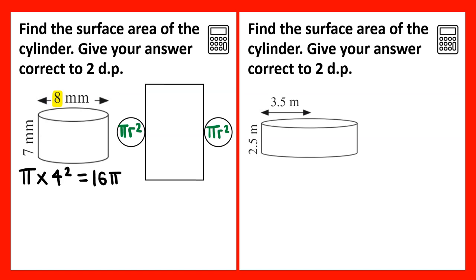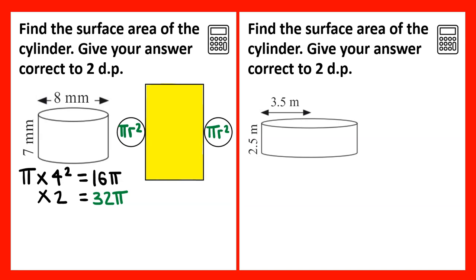It helps to keep things in terms of pi as long as possible to avoid any rounding errors along the way. Next, we can multiply this by 2 for the two circles, leaving us with a total area of 32 pi for those two circles. Lastly, we need to find the area of the rectangle.